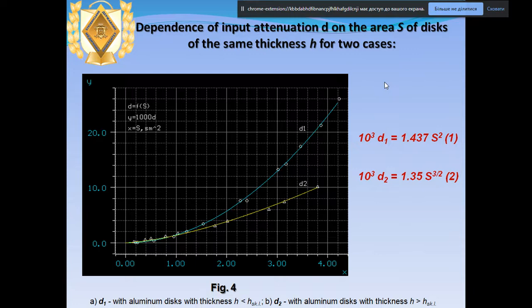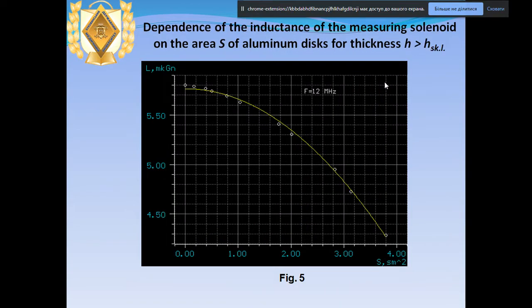In the absence of skin effect, the inductance of the measuring solenoid does not depend on the area of the disc due to the small thickness of the disc, while for thicker discs, where the skin effect is observed, the inductance of the measuring solenoid depends on the area of the disc. In Figure 5, we can see the dependence of the inductance of the measuring solenoid on the area of the aluminum disc for the thickness when the thickness of the disc is greater than the thickness of the skin layer.